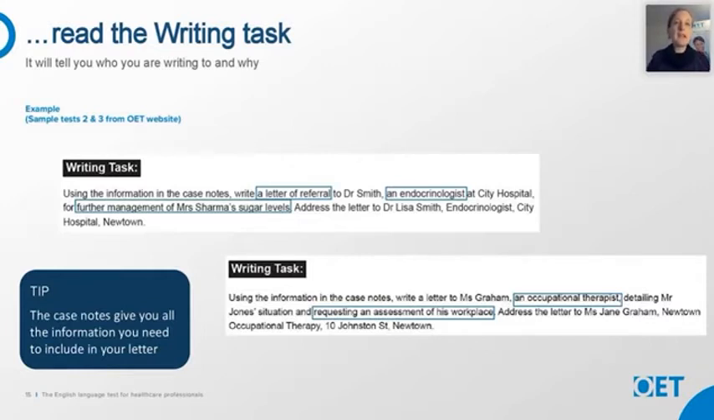This also means that you are not expected to add new medical information which is not already in the case history, or speculate about the situation using your own medical knowledge or skills. OET is a test of your English, not a test of your medical skills. Adding extra details which have not been given to you may negatively impact your score because it's changing the task which has been set.